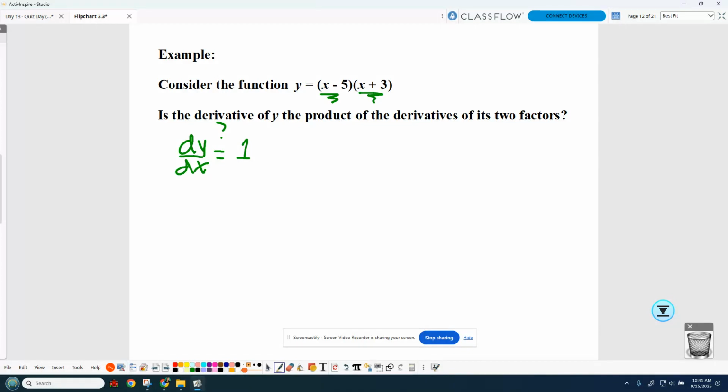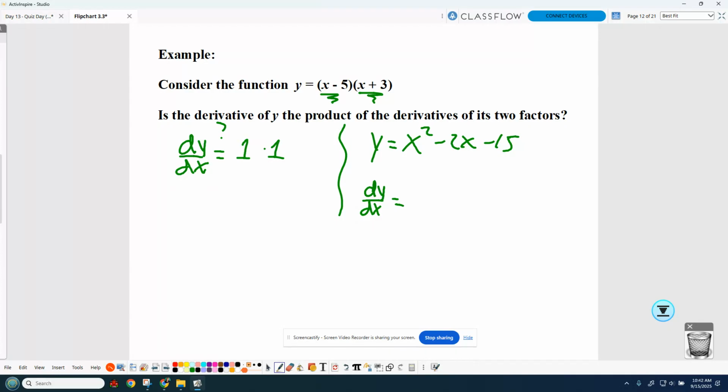Sam, what is the derivative of x plus 3? Also 1. Okay. Felipe, can you expand that, do the binomial FOIL expansion thing? For what is x minus 5 times x plus 3? Just doing algebra 1. x squared minus 2x minus 15. Paulo, what is the derivative of that stuff now? 2x.